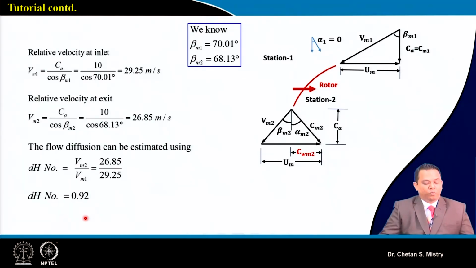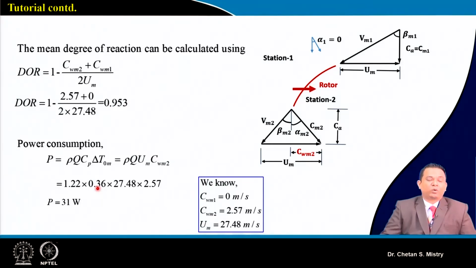Once this is known, we can calculate the relative velocity. We write the relative velocity in terms of the cos component. So cos beta 1 is Ca by V1 based on this velocity triangle. So my V1 is coming 29.25 meter per second. V2 is coming 26.85 meter per second, and the d'Euler's factor is coming 0.92. The next calculation is with the degree of reaction. We put the degree of reaction in terms of the whirl component as well as my mean peripheral speed. So at mid station, this is coming 0.953.